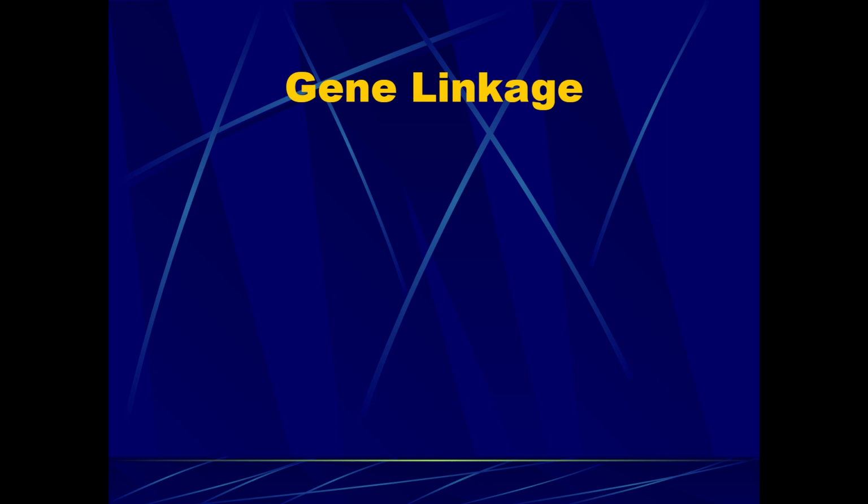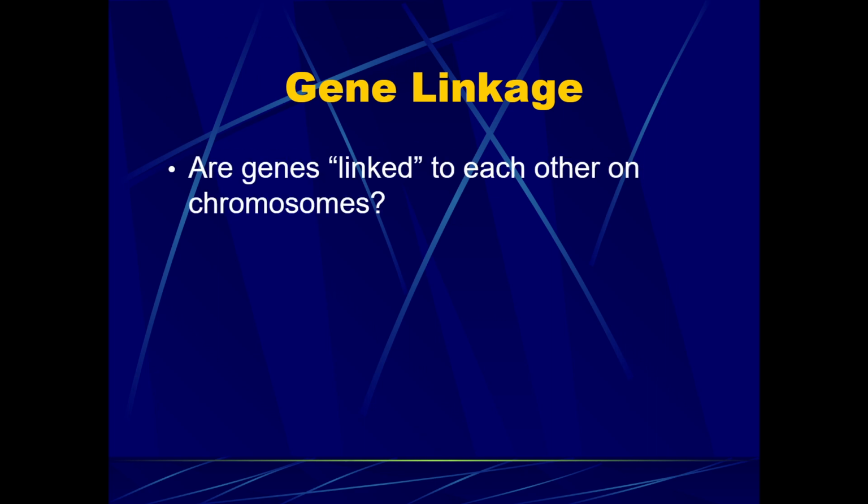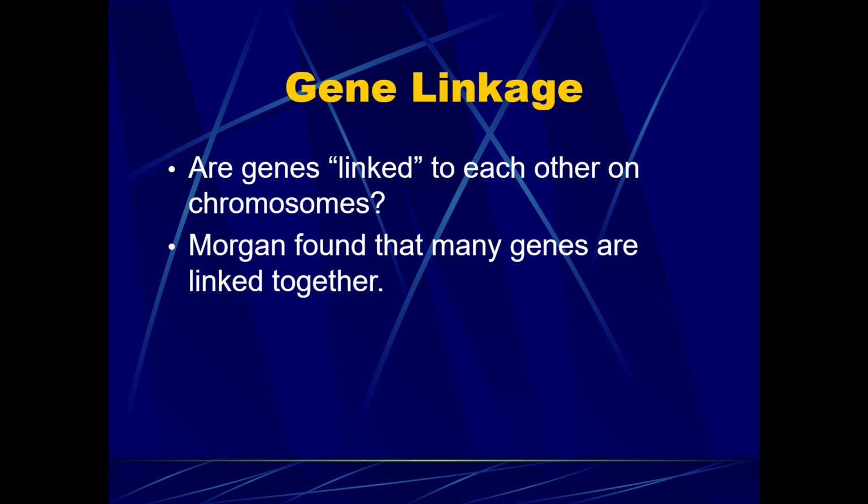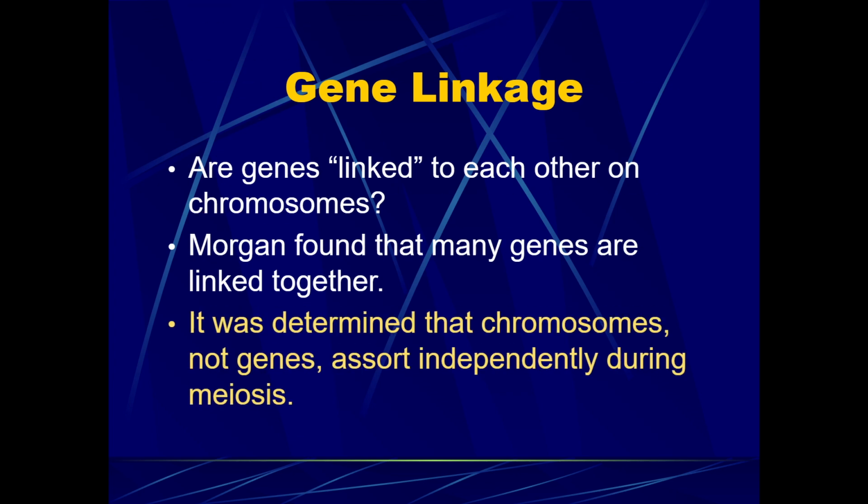Because of his work on gene mapping and looking at how certain genes were inherited, he was able to provide information on gene linkage. So Thomas Hunt Morgan figured out that genes are linked to each other on chromosomes, especially if they're really close together. Morgan found that many genes are linked together, and those that are linked together tend to be inherited together, and they tend to exist in really similar loci on chromosomes.